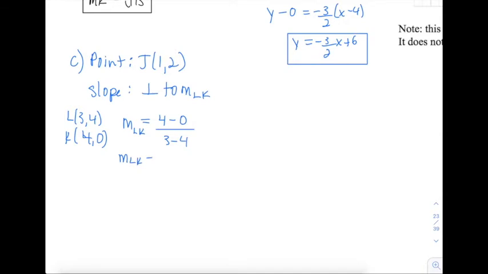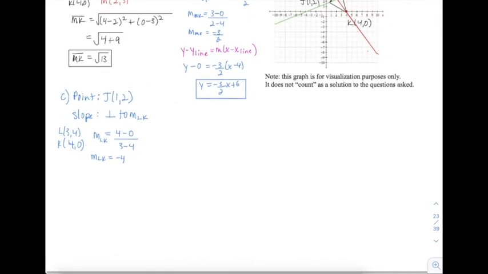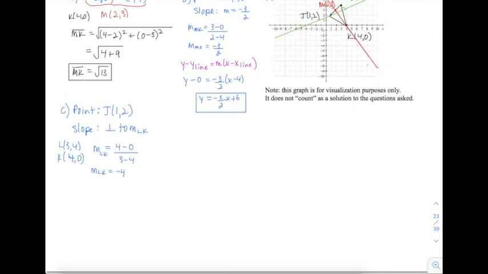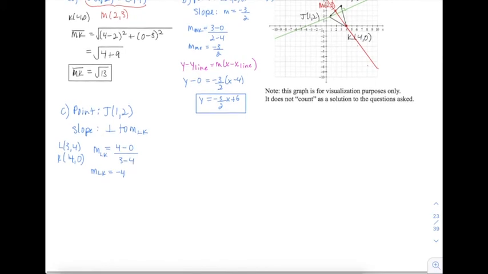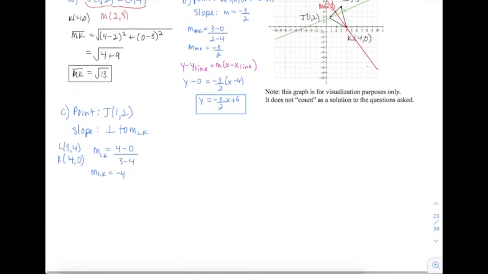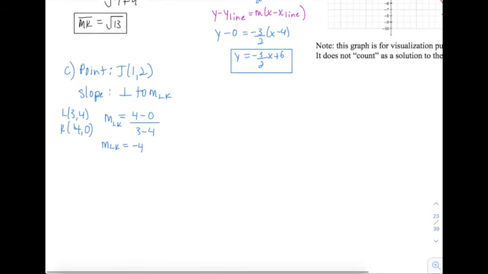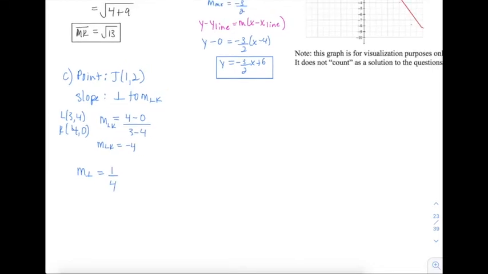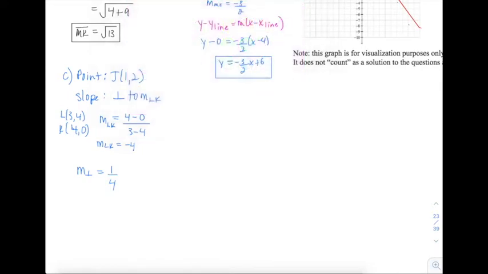It's in our notes, if you read that part. Okay, so I know that the slope is -4. And if I look at my triangle, yeah, it's a really steep negative slope from L to K. Okay, so what is my perpendicular slope? Yep, Peter, 1/4. Good.